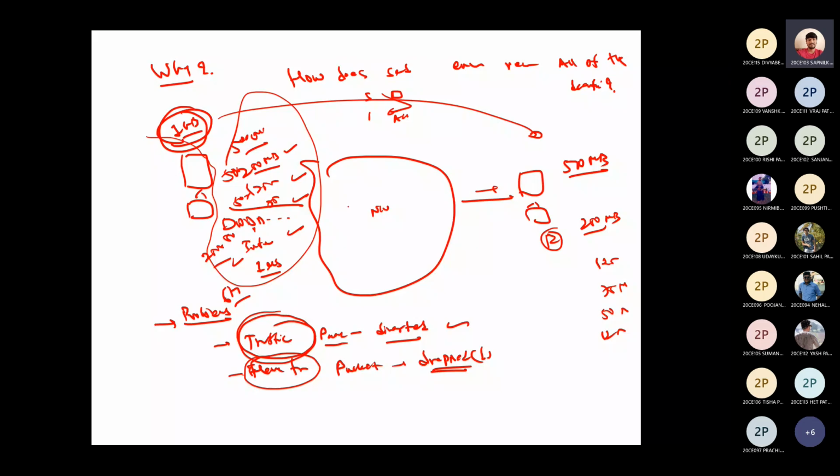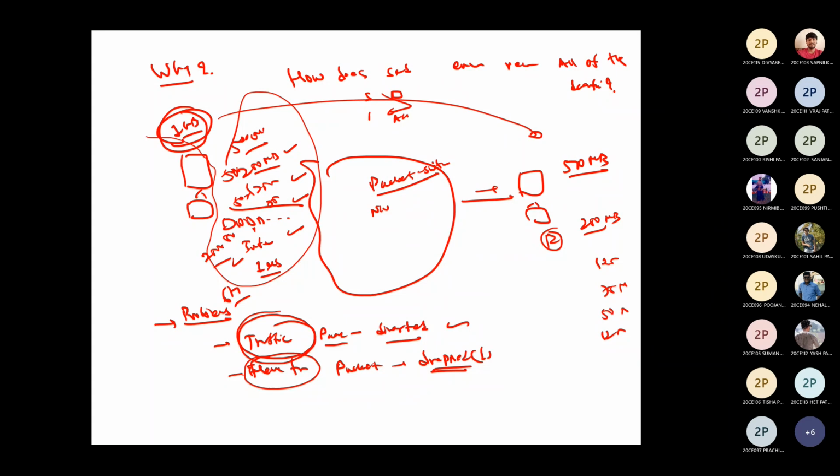If there were a single path, the first problem would be solved. But there are multiple paths because it's a packet switching network. In a circuit switching network there will be a single path, but in a packet switching network multiple paths are available. Multiple paths are not our problem.